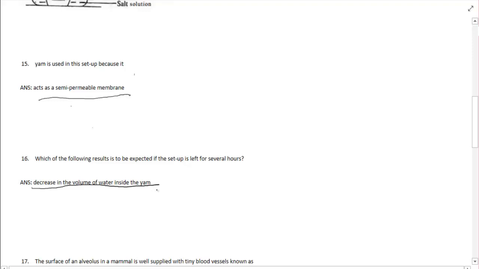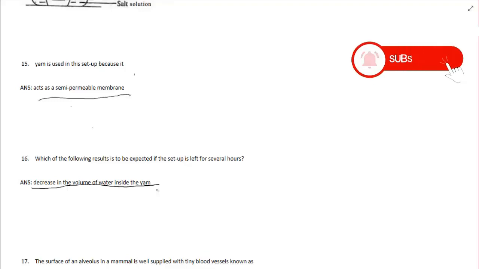If the setup is left for several hours, there will be a decrease in the volume of water in the YAMB cavity as a result of osmosis. The salt solution in the beaker is of higher osmotic concentration than water, and it exerts a higher osmotic pressure that draws water molecules from the YAMB cavity across the cell membrane that is semi-permeable.